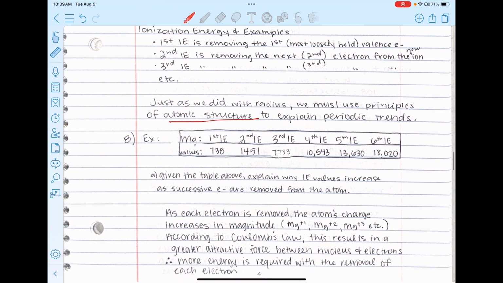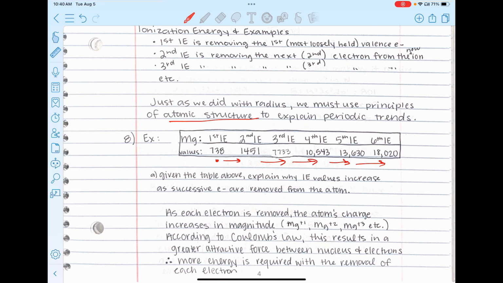So let's look at example 8. You're given a table of ionization energy values for electrons in magnesium. Now, given this table, you're told to explain why the ionization energy values increase as successive electrons are removed from the atom. So notice this one just keeps going up. It's bigger and then bigger, bigger, and this one's even bigger, and this one's even bigger. Right? So notice they just continue to increase.